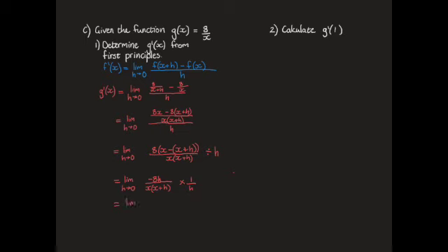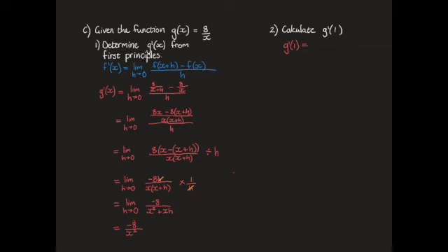Now that we've got the reciprocal, we can then cancel, as we would with negative 8h cancels with h, and we're left with negative 8 over, and I've also multiplied out the brackets so that I've got x squared plus xh. Now that we've done that, we can say that the limit as h goes to 0 would be our first derivative.